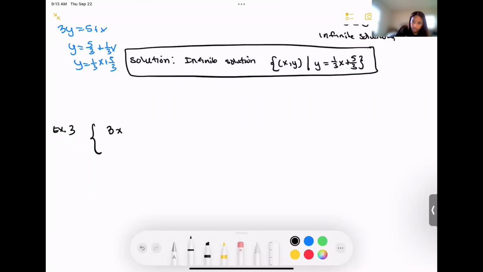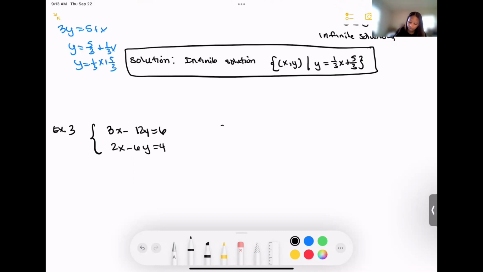3x minus 12y equals 6. And 2x minus 6y equals 4. All right, I'll help you get started here, but I want you to take a couple minutes to try to do this one on your own. And we'll go through the solution in just a minute.